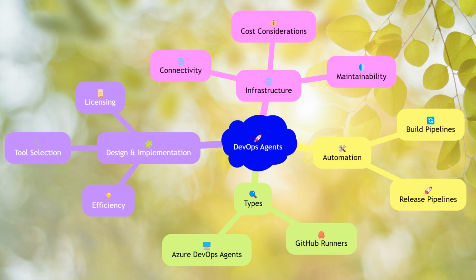In the world of DevOps, agents play a crucial role in automating build and release pipelines. These agents, whether GitHub runners or Azure DevOps agents, execute tasks defined in your CI/CD pipelines. Understanding how to design and implement an efficient agent infrastructure is key to ensuring smooth and reliable software delivery. This presentation will guide you through the essential aspects of setting up and maintaining a robust agent infrastructure, including cost considerations, tool selection, licensing, connectivity, and maintainability.